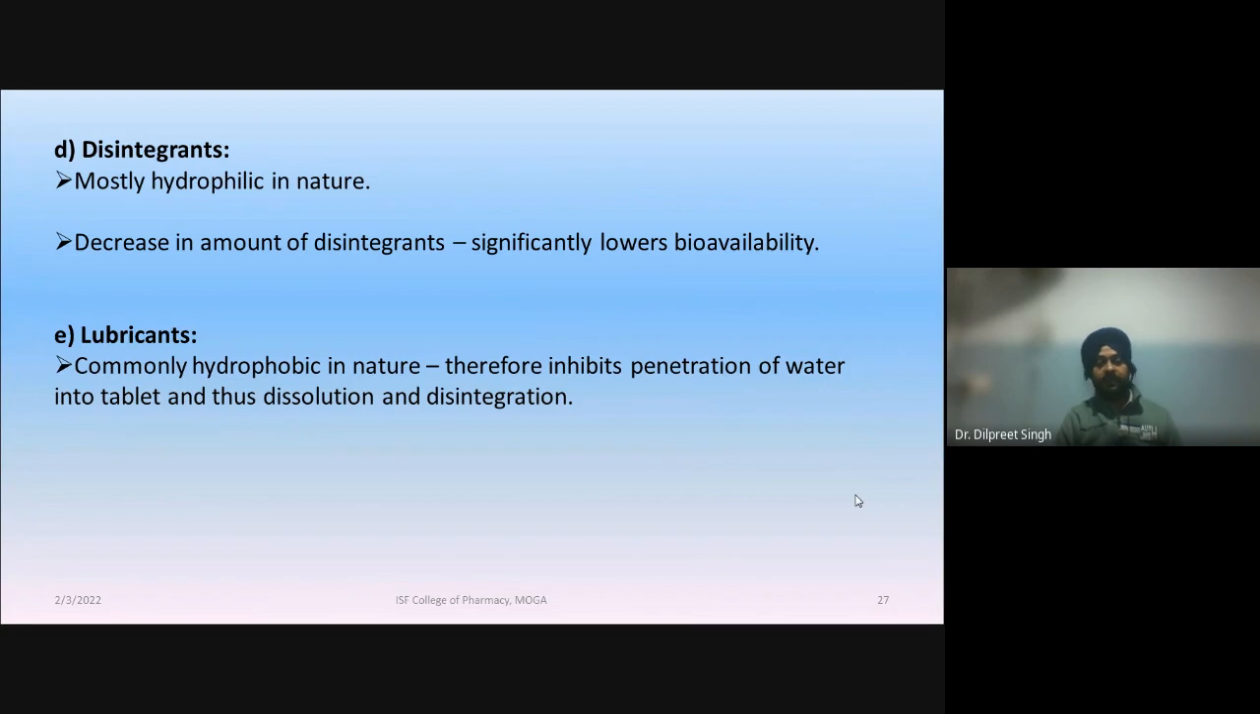E is the lubricant. It is hydrophobic in nature, basically water insoluble, and therefore it inhibits the penetration of water into the tablet, and thus it affects dissolution and disintegration inside the body.